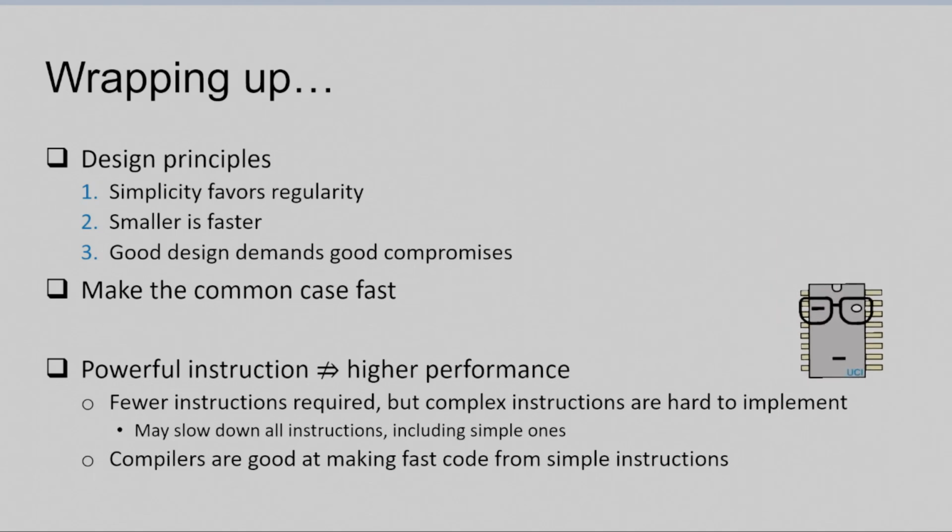The caveat is that having more singular powerful instructions doesn't necessarily result in powerful performance. Fewer instructions may be required, but complex instructions are harder to implement inside the architecture, which may slow down other instructions as well, including the simpler ones. And at this point in time, compared to the 80s, for example, research into compilers has progressed so much that compilers have become very good at making fast code from a set of very simple instructions.